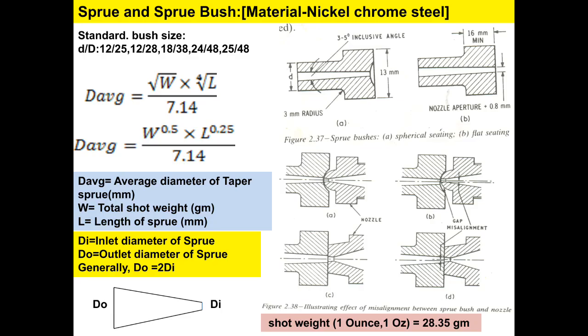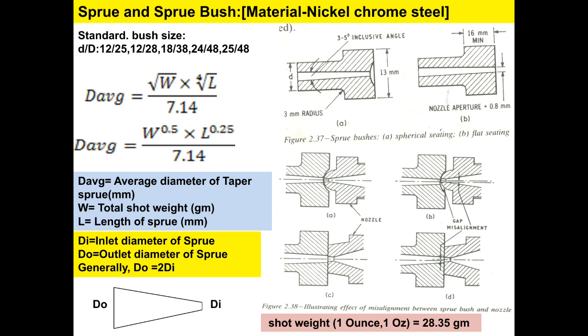So the first element is the sprue bush, into which the passage is to be machined. The sprue bush material is generally nickel chrome steel. From the sketch you can observe there are two types of sprue bush: the spherical setting type of sprue bush and the flat setting type of sprue bush.